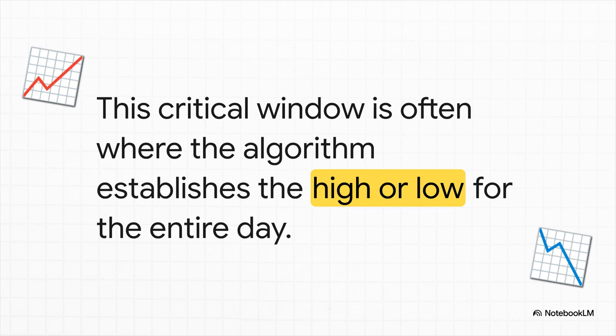This is often where the algorithm literally creates the high or the low for the entire 24-hour day. The whole directional bias can get locked in right here in these 4 hours.